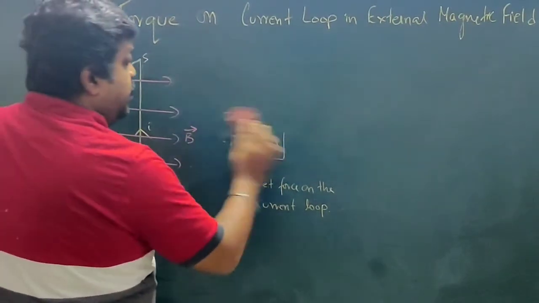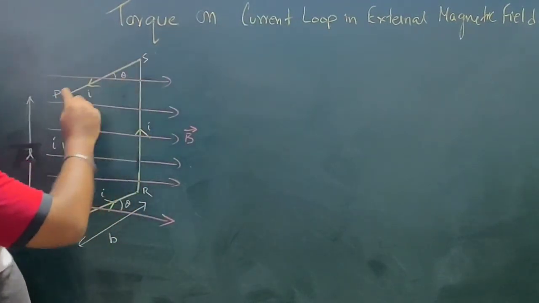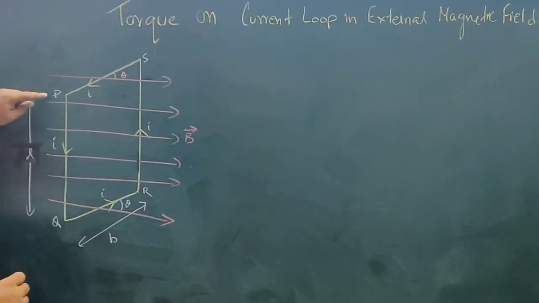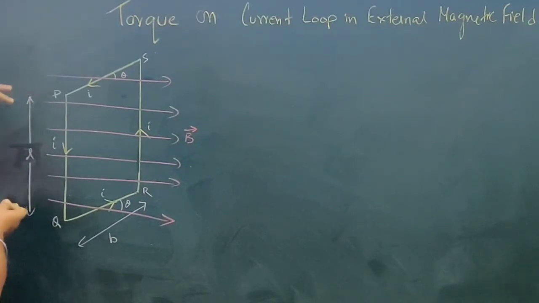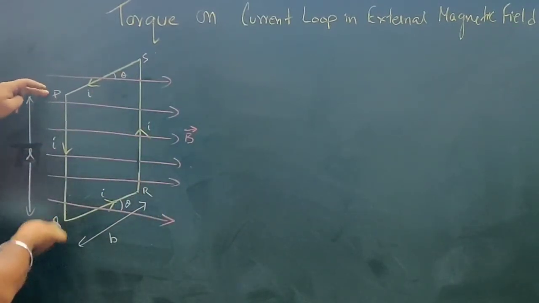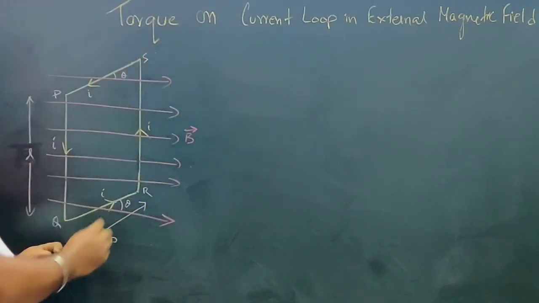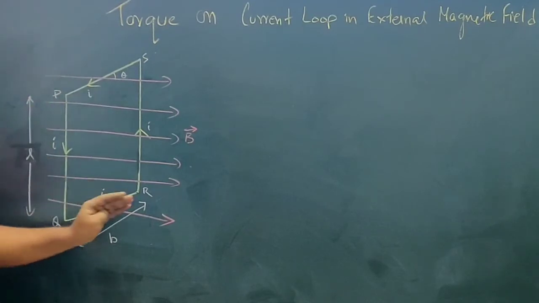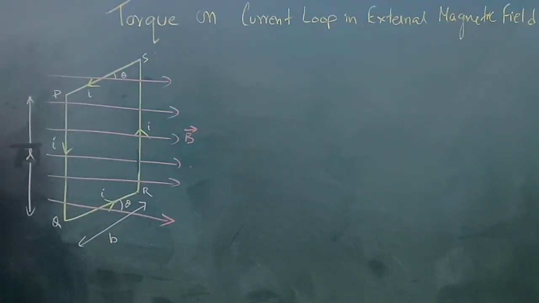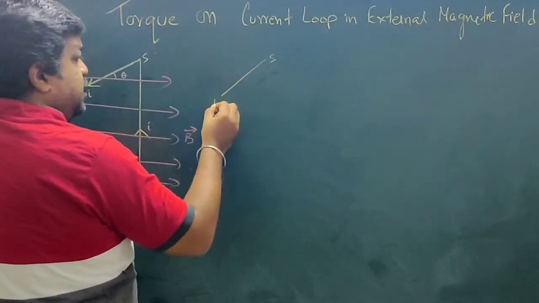I can divide this loop into 4 parts. This is a rectangular loop of length L, breadth B. So PQ of length L, then QR of length B, then similarly the RS part and the SP part. For each part, we will calculate the force separately. First, let us see the force on SP. This is S, this is P.